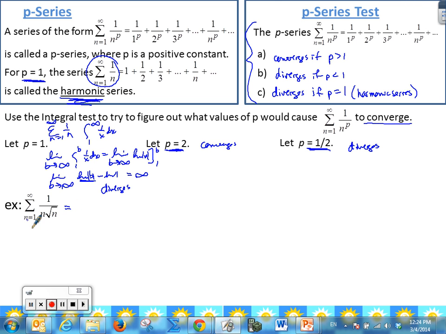Probably some of you already see what P is without even having to rewrite it. I'm going to go ahead and rewrite it so that it's very obvious. You do not have to do this if you already see. So this is n to the 1, n to the 1/2, common bases we add, so this is n to the 3/2. So P equals 3/2, which is larger than 1. Therefore, it will converge. Therefore, it converges by the P-series. See how nice and easy that is?